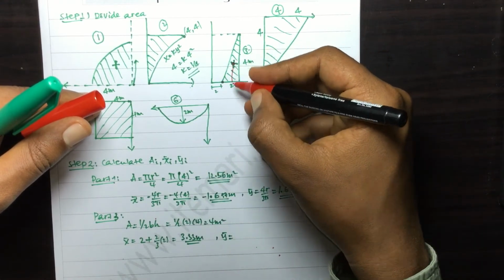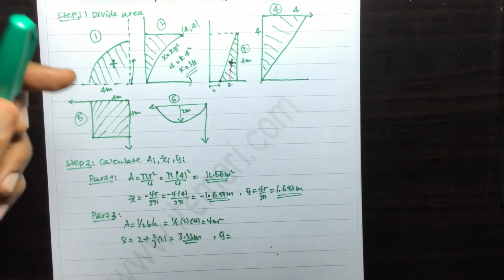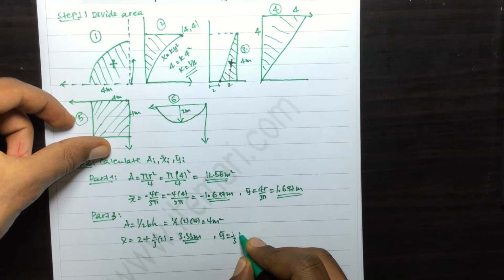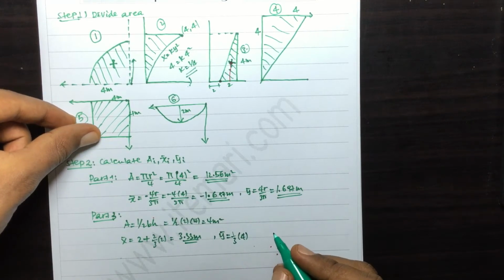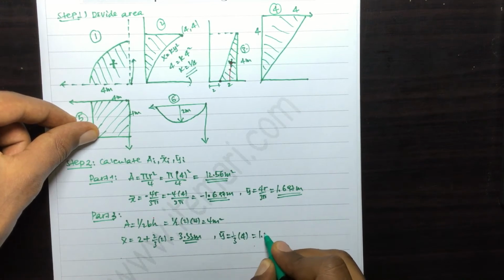What about y? It is not elevated. If not elevated, it is 0 plus 1/3 of 4, since measured from the base, which means 1/3 of the height h, which is 1.33 meter.